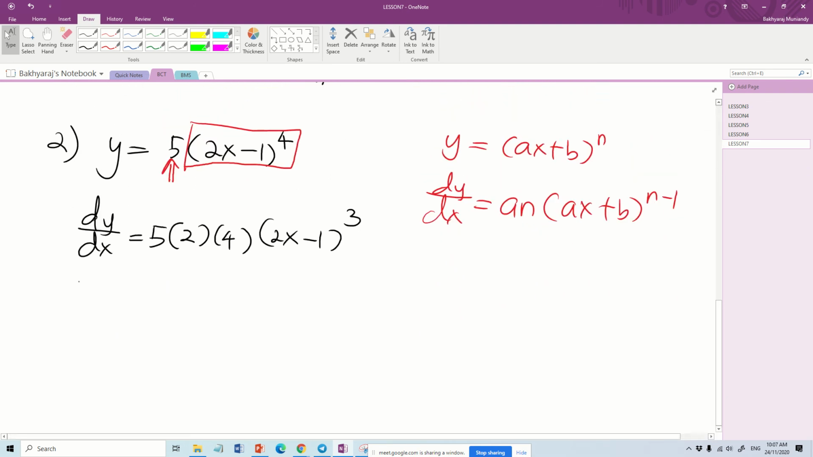What is my answer? So my answer will be sama dengan berapa? 40. 10 kali 4, 40 lah. 40 times (2x tolak 1) kuasa 3. So this is our answer.